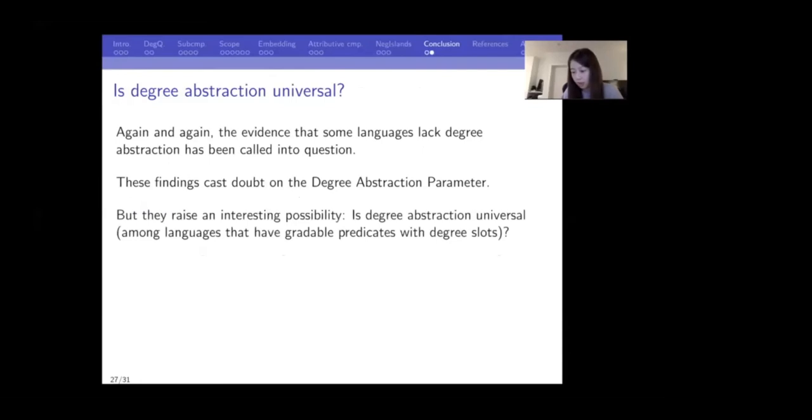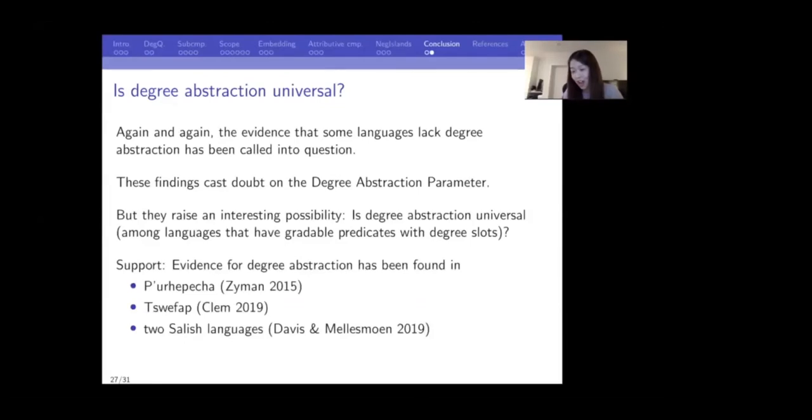So the question then is, is degree abstraction universal, or are there languages where we really have solid evidence that there is no degree abstraction? We think it's an open question. There have been additional studies on degree abstraction in other languages, and evidence in favor of degree abstraction has been found in all of those. So we look forward to further studies on this issue. And that's all we have.